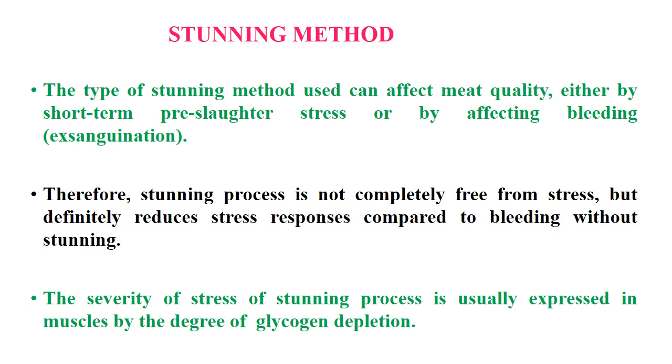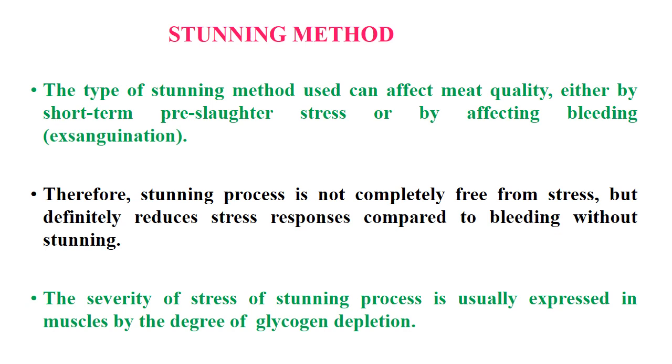About the effect of stunning on meat quality, we have discussed earlier that stunning is a practice for making the animal unconscious before slaughter by bleeding. Now the type of stunning method used can affect meat quality either by short-term pre-slaughter stress or by affecting bleeding. So stunning itself can create some stress just before, and also it may affect the bleeding, and that can affect the meat quality. Therefore, the stunning process is not completely free from stress, but definitely reduces stress response compared to bleeding without stunning. If we do the slaughter without stunning, the panic and stress will be much more, the struggling will be there, and that may cause more effect. But with stunning the stress is less, though it has some impact.